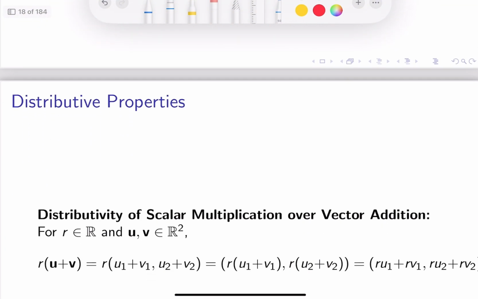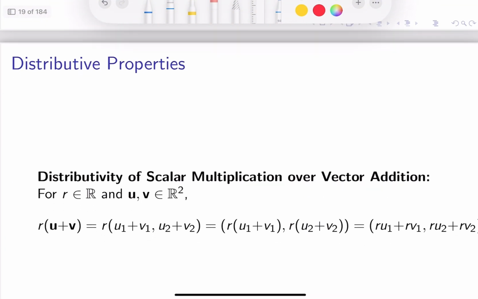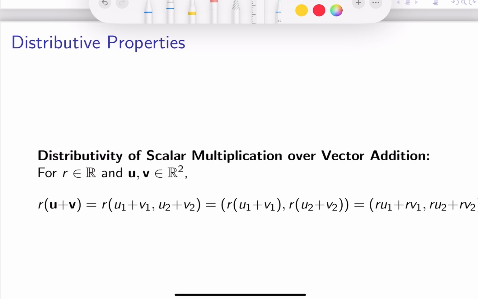So the rest of the properties are easy to check, and I'm going to leave them as an exercise for you, but I'm going to tell you roughly what they are. Well, you want distributivity. You want adding two vectors and multiplying by a scalar to be the same as multiplying the vectors by the scalar and then adding them, right? So you want some sort of expansion rule. That's easy to check. You just write things down, you expand them, and you get the desired property.